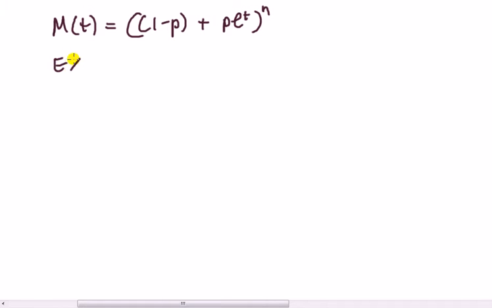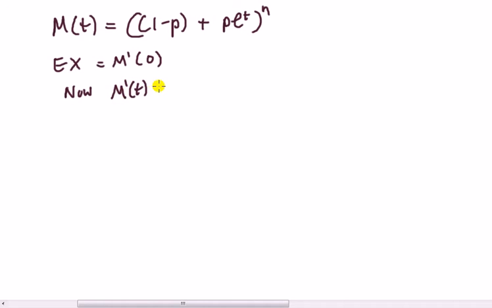Okay, so let's recap. For the MGF of a binomial, we have this. It's a Bernoulli MGF raised to the power of n. The first moment, otherwise known as the first non-centered moment, is the first derivative of the MGF evaluated at t = 0.